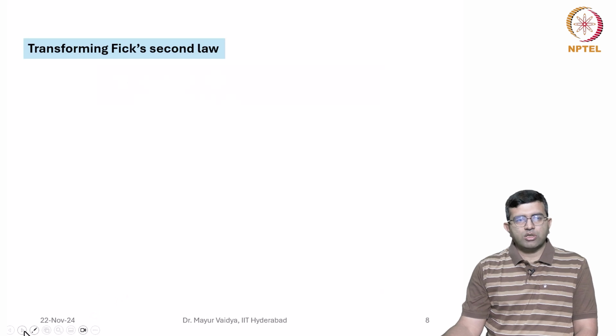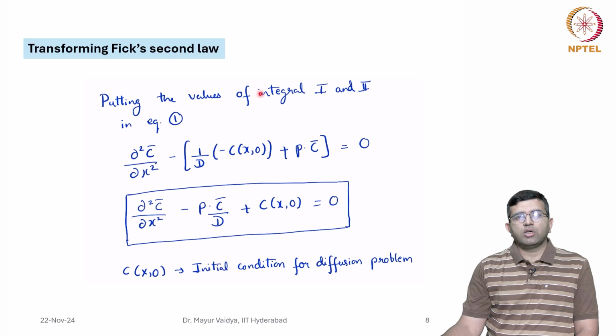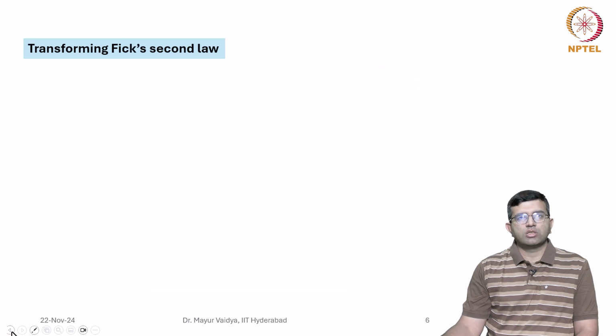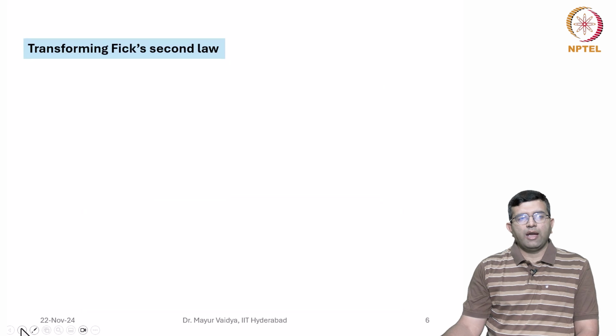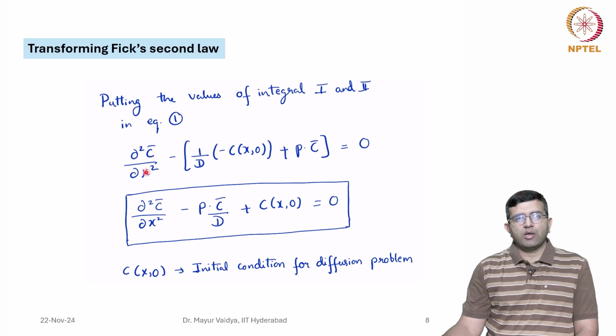So almost we are done then, and if you put these values of integral 1 and integral 2 in your equation 1, which is somewhere here, just for recapping, you had integral 1 and integral 2, and therefore what you now get is dou square c bar by dou x square minus 1 by d in bracket minus c of x comma 0 plus p times c bar is equal to 0. And if you rearrange a little bit, what you have is dou square c bar by dou x square minus p c bar by d plus c of x comma 0 is equal to 0.